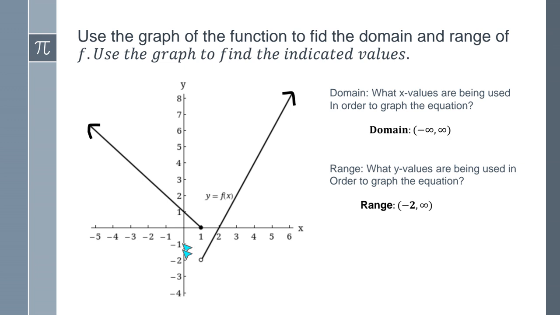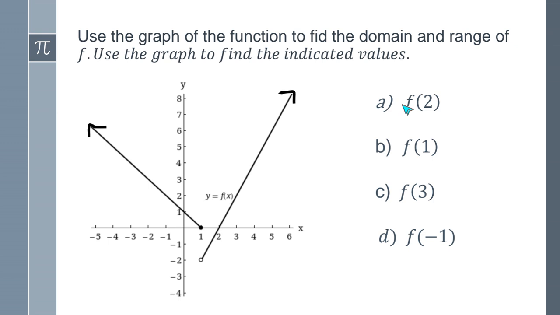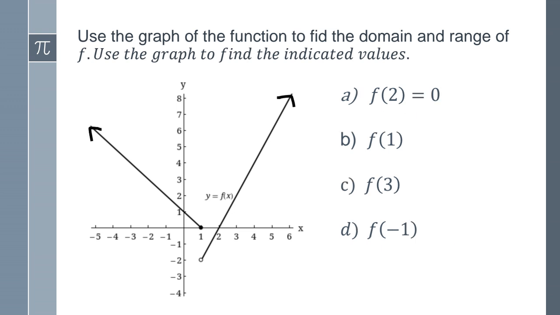Okay, so now let's try f of 2. So I go to x equals 2 and figure out what the y value is. In this case, my y value is 0. F of 1, is my y value going to be -2 or is it going to be 0? Again, the open circle tells me that I'm not using that, and so my y value is going to be 0.